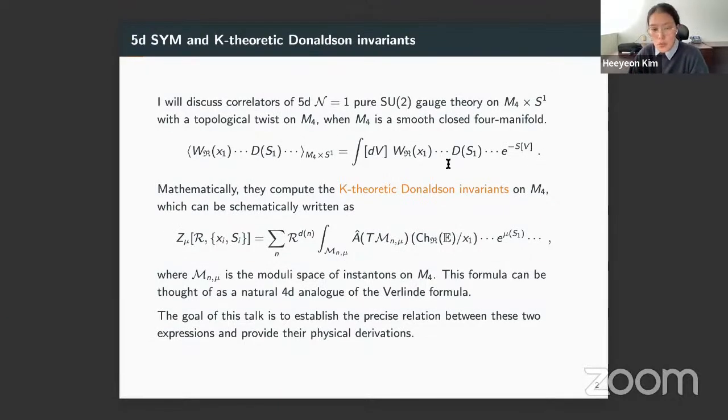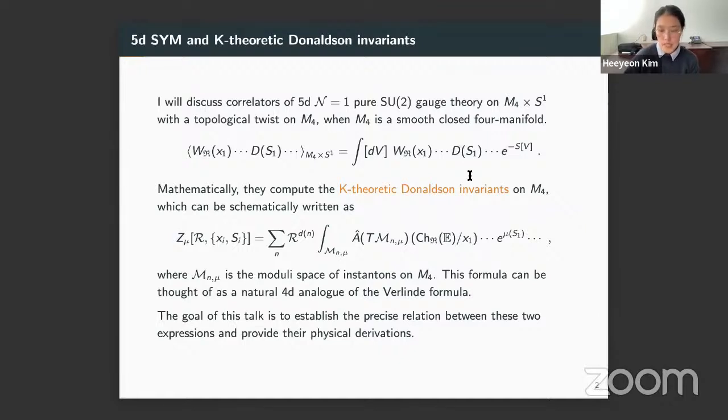Mathematically, this quantity can be identified with what is called the K-theoretic version of the Donaldson invariants on four manifold M4, which can be schematically written in the following form. There are lots of notations going on, but I'm going to explain them one by one as we proceed. Roughly speaking, this is a generating function of the integral over the moduli space of instantons on M4, which I will denote by calligraphic M, where in the integrand you have the A-hat genus of the moduli space of instantons, possibly multiplied with some characteristic classes associated with some element in a homology class like x or S. That depends on your choice, which is going to be identified with the insertion of operators, like the Wilson line or some extended operators on the physics side.